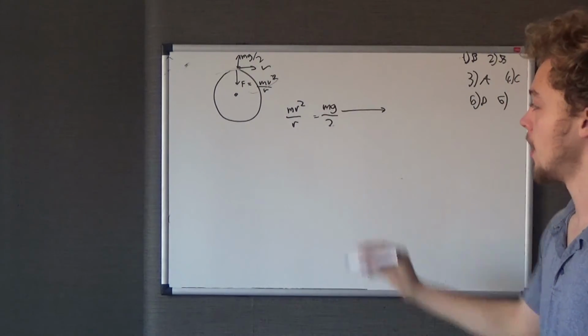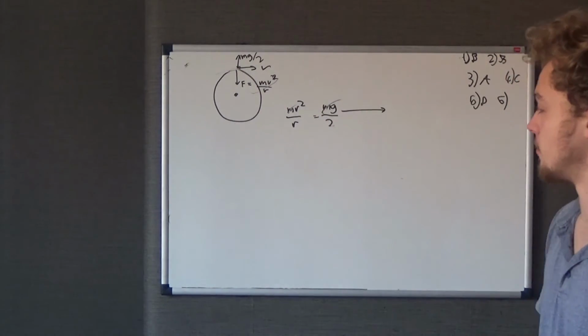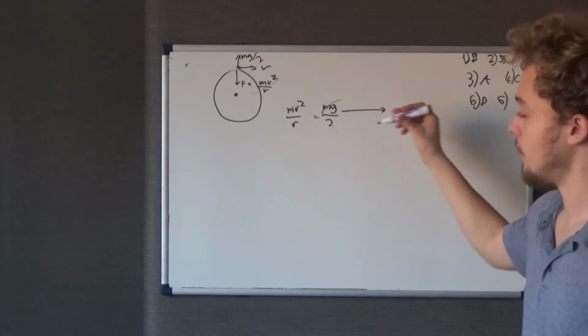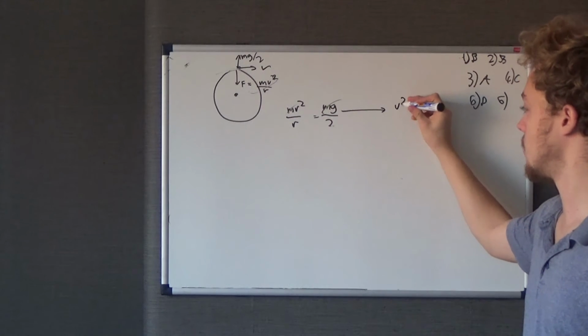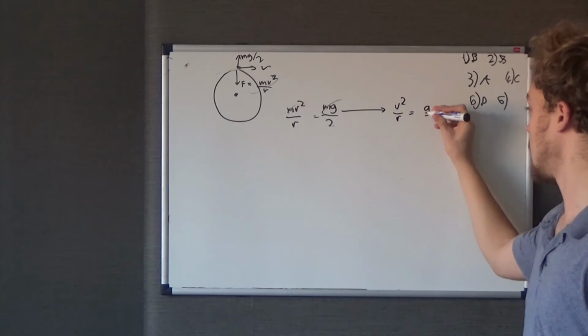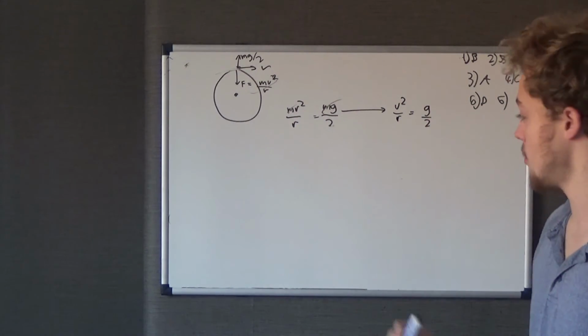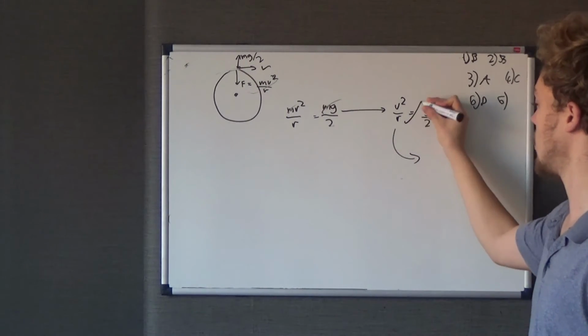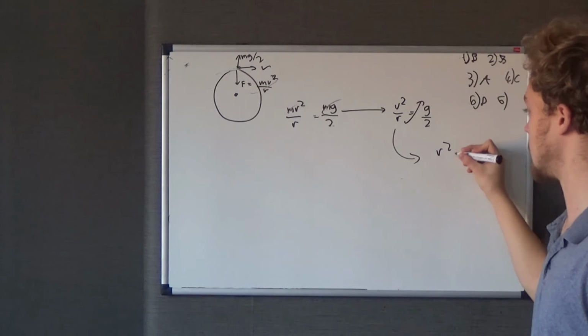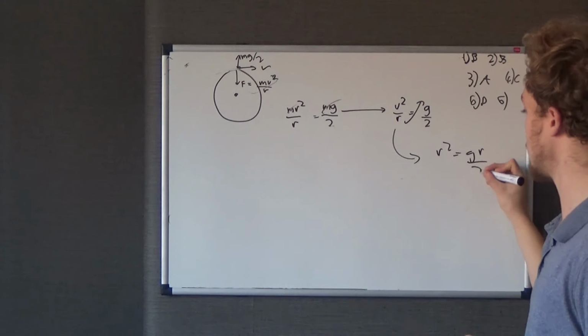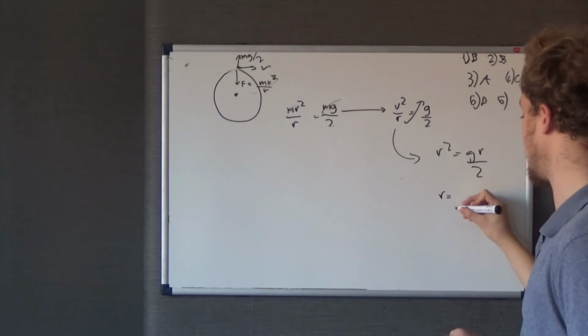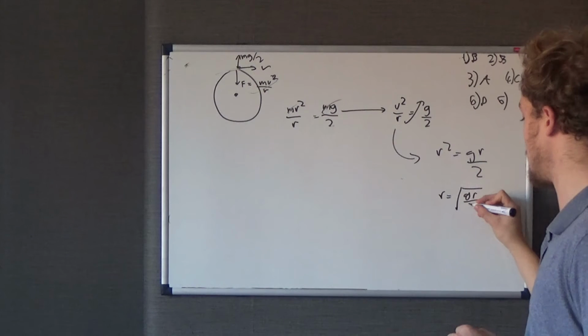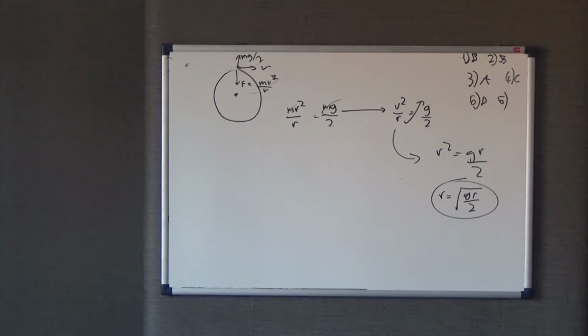Okay, so we want v on its own. Now, you can quite clearly see we can cancel the two m's straight away. So we're left with v squared over r is equal to g over 2. What we want is v on its own, so times r across. So v squared is equal to gr over 2. Square root both sides, so v is equal to the square root of gr over 2. And we're looking for that as a possible answer.